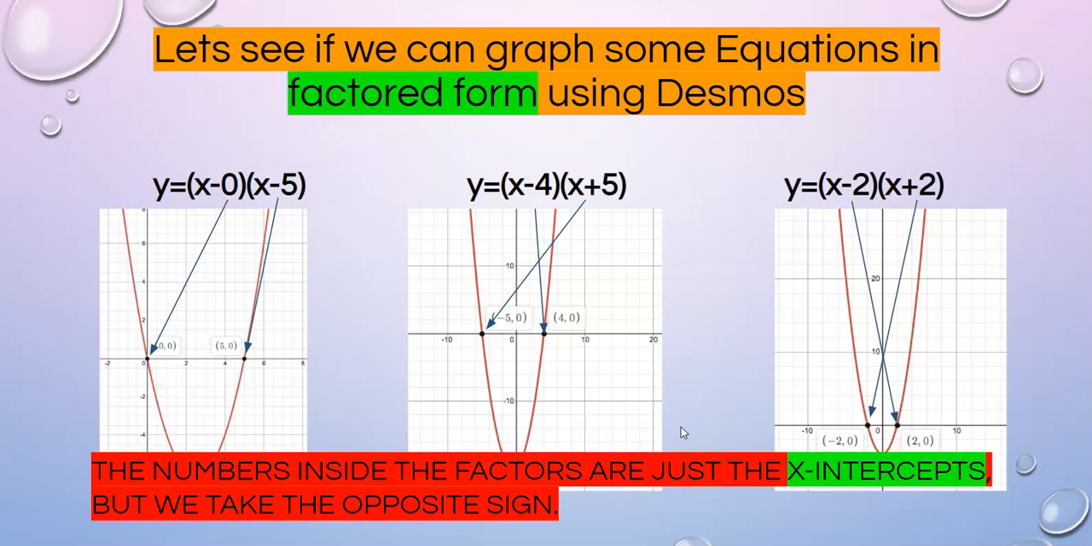If you figured out the numbers inside the factors are just the x-intercepts, but we just take the opposite sign. Wow. So if this is -5, really my intercept would be at 5. If this is -4, really my intercept would be at 4. If this is 5, really my intercept would be at -5. And if this is -2, really my intercept would be at 2. And if this is positive 2, really my x-intercept would be at -2. Wow, it's just the opposite.